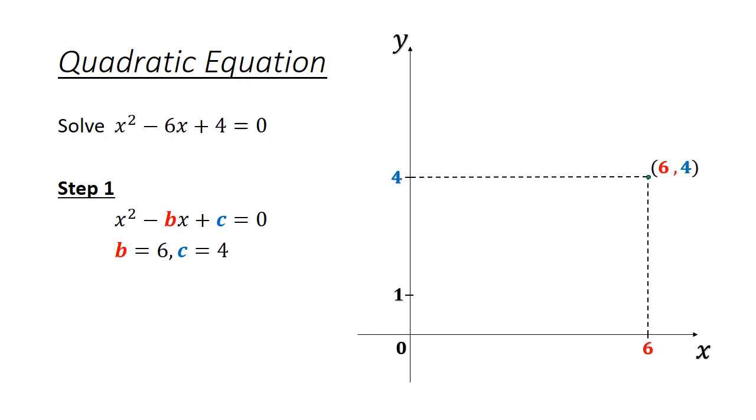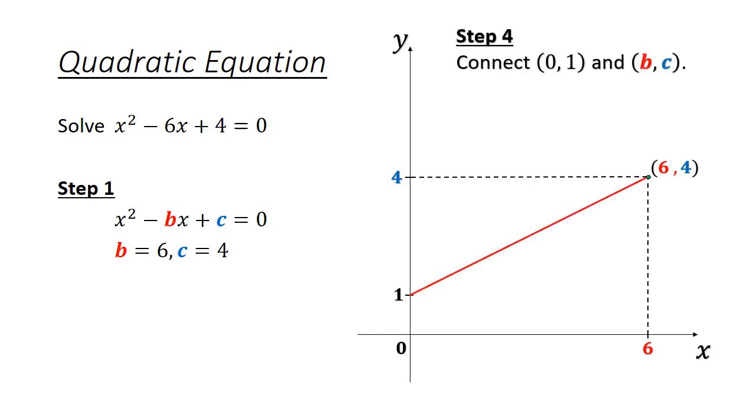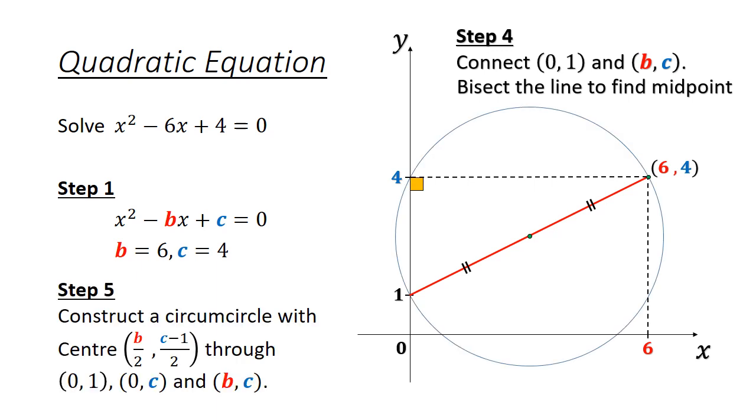Step number 4 will be to connect the points (0, 1) and (b, c) as shown in the example with the red line. Then you would bisect this line to find the midpoint, shown with this green point. Using that green point as the center, you will construct a circumcircle through the points (0, 1), (0, c), and (b, c), as shown with this blue circle in step 5. Where this circumcircle intersects the x-axis would be the two roots of your quadratic equation, alpha and beta.